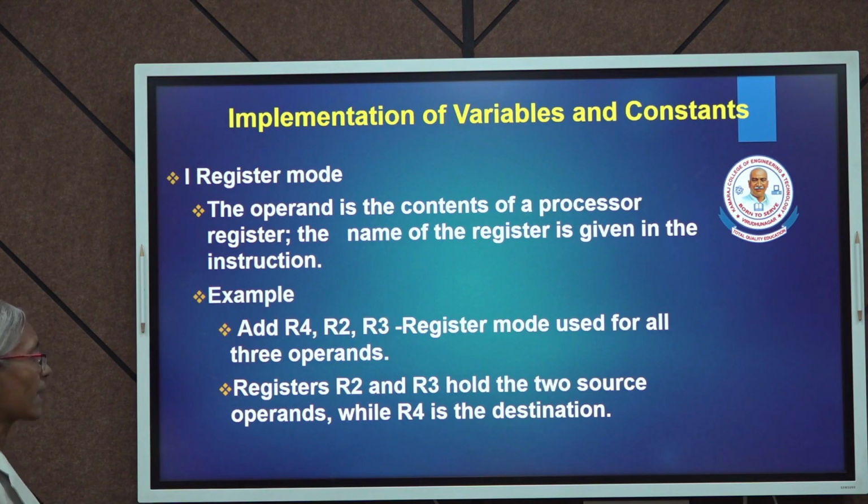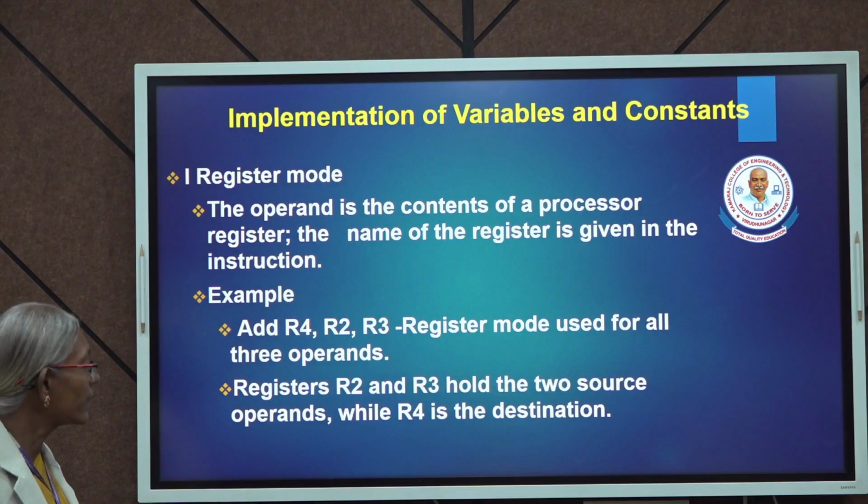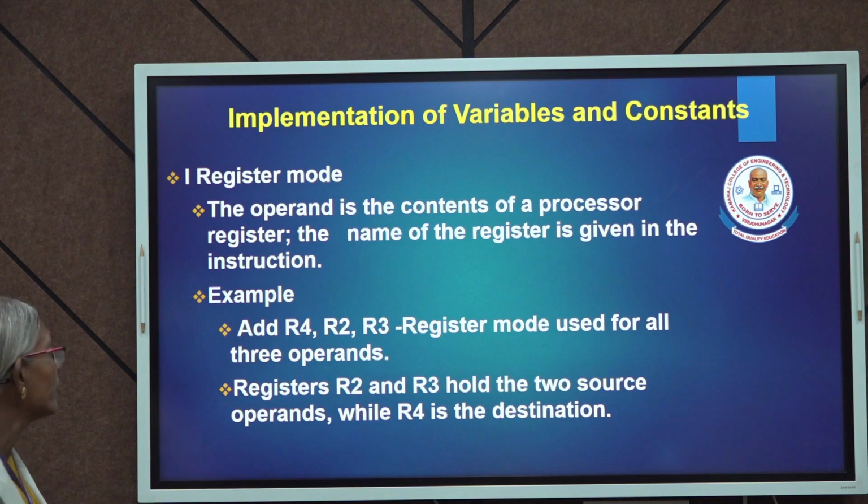Here one example, add R4, R2, R3, which is an instruction in the assembly language program. This particular instruction adds the content of R2 register and the content of R3 register, and the result will be stored in R4 register. So in this instruction, all these are registers. The source is R2 and R3, the destination R4, all these are registers. That's why we call this addressing mode as register mode.